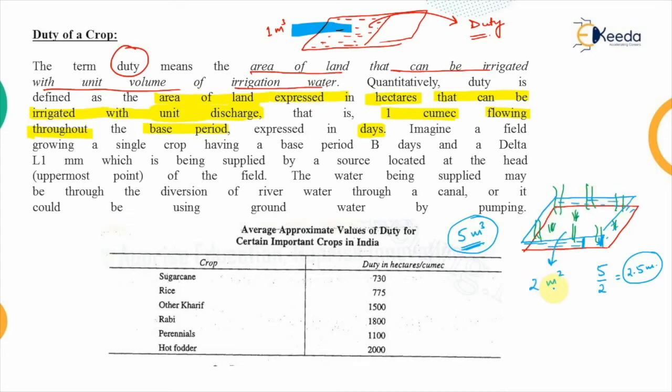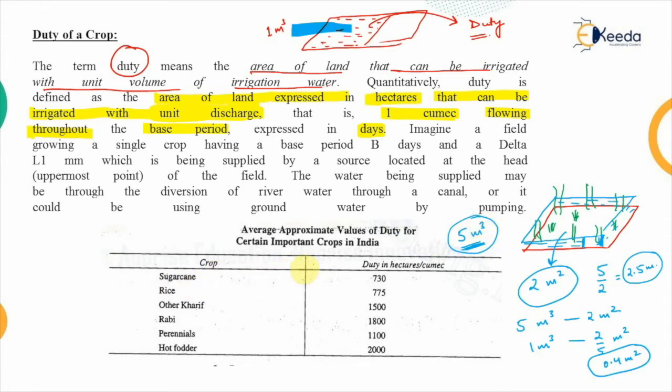So for 5 cubic meter, this area was 2 square meter. So for 1 cubic meter of the water, the area will be 2 by 5 square meter, that will be 0.4 square meter. So this will be the duty of this particular crop.